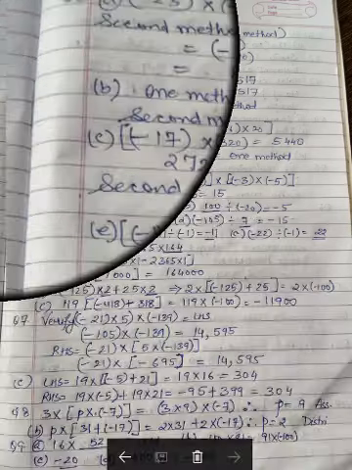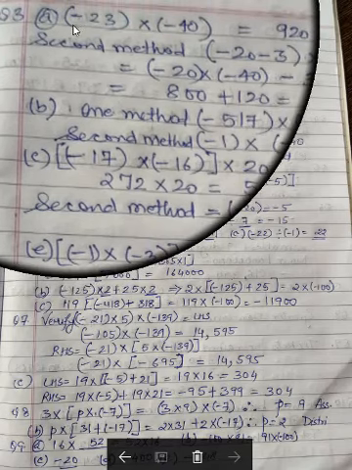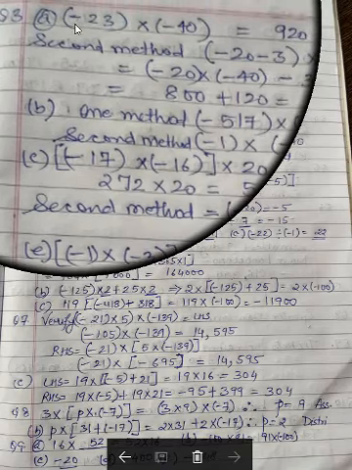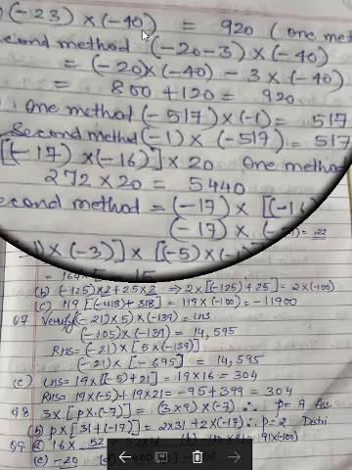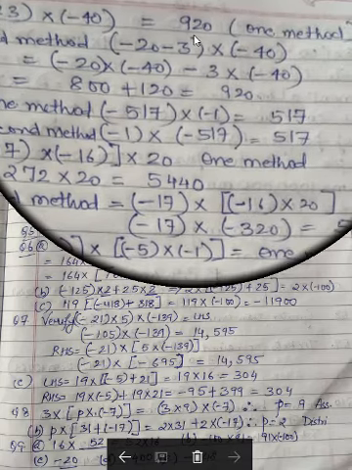So students, now let us discuss question number 3. Here we have to do it by two methods. One is simple multiplication: minus 23 into minus 40, which comes out to be 920.